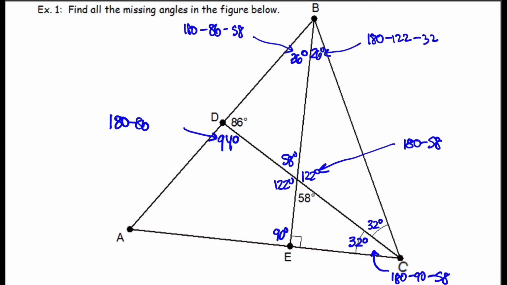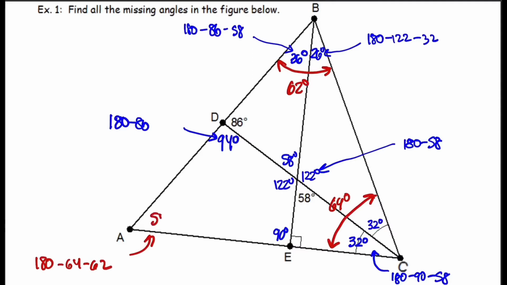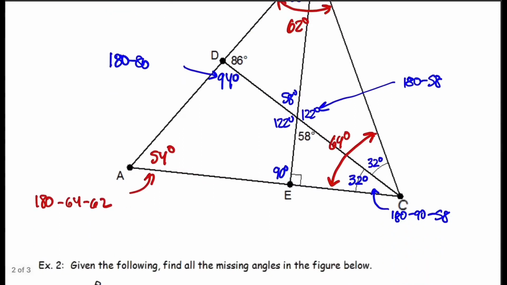Before I do that, I would combine these 2 angles together to figure out what that whole angle is. That's 62 degrees. And then combine those 2 together to get this angle. That's going to be 64 degrees. So now to get this one, I would just take 180 minus 64 minus 62, and that's going to be 54. Now I've got every angle in that figure. Okay, let's try another one.